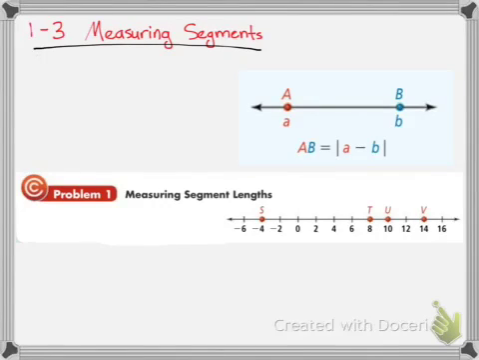Tonight we're going to be looking at section 1.3, which is on measuring segments. Again, we're just introducing you to the very basics of geometry. So with measuring segments, we know that every point on a line can be paired with a real number. And we're going to call that real number a coordinate.